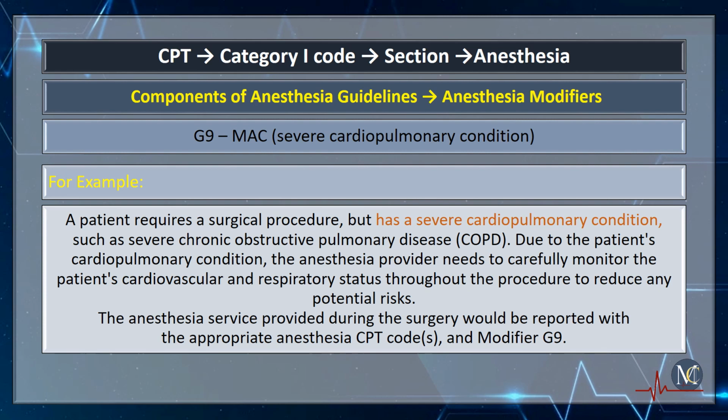Here is an example of how modifier G9 might be used. Let's say a patient requires a surgical procedure but has a severe cardiopulmonary condition such as severe chronic obstructive pulmonary disease. Due to the patient's cardiopulmonary condition, the anesthesia provider needs to carefully monitor the patient's cardiovascular and respiratory status throughout the procedure to reduce any potential risk.